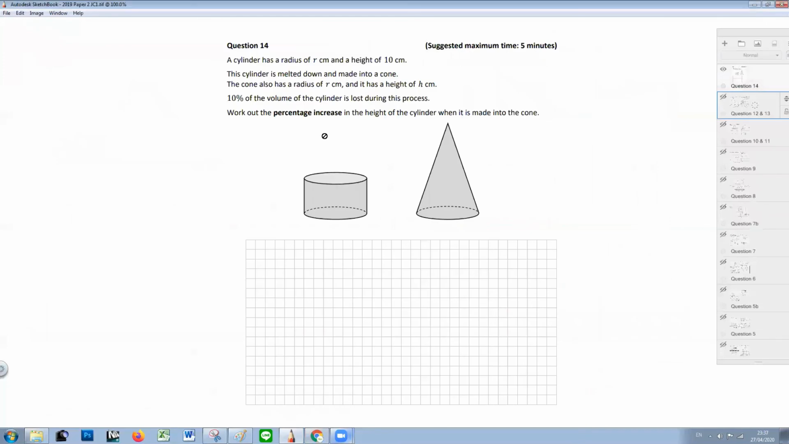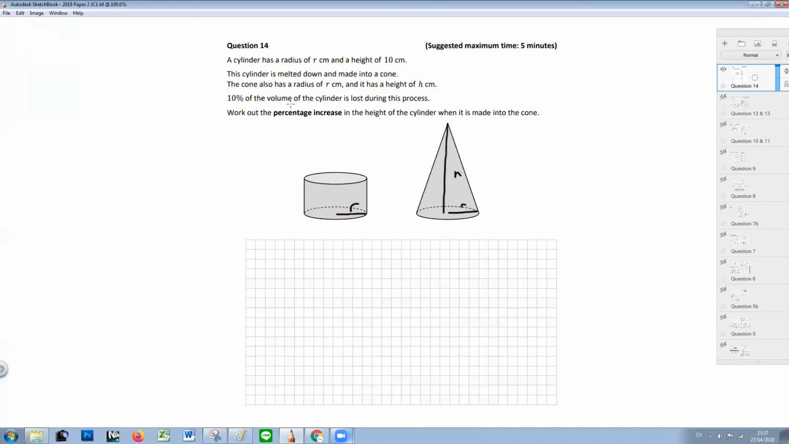All right, so the last question then. We're told a cylinder has a radius of r centimeters. So this is going to be r. The cylinder is melted down and made into a cone. The cone has a radius of r and it has a height of h. So this cylinder is melted down into a cone. The cone has a radius of r, so this is still r. And this height is h. 10% of the volume of the cylinder is lost during this process. Work out the percentage increase in the height of the cylinder when it was made into a cone.